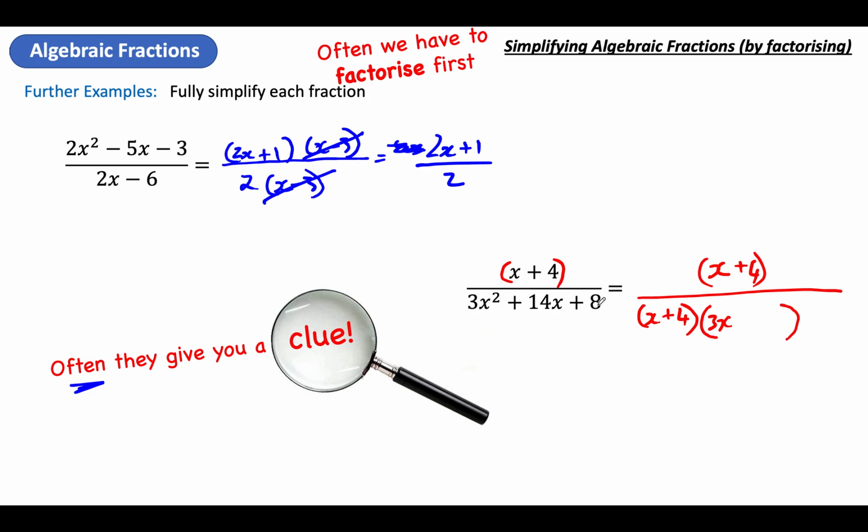Right? But I also need to make 8. Two numbers times together make 8. Well, that's going to be 2, isn't it? And let's just check that this works. So 3x times x makes 3x squared. 2 times 4 makes the 8. Now, can I get 14x? 3x times the 4 is 12x. And then the 2 times the x would make the extra 2x to make 14. All right? So I have got this x plus 4 on top and underneath. They cancel out to leave 1 over 3x plus 2.